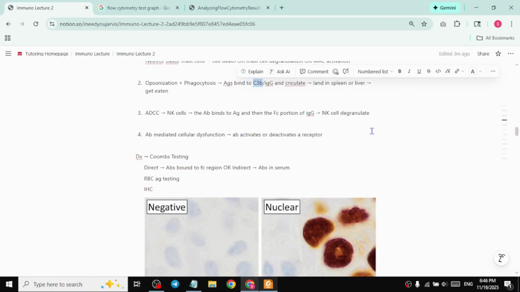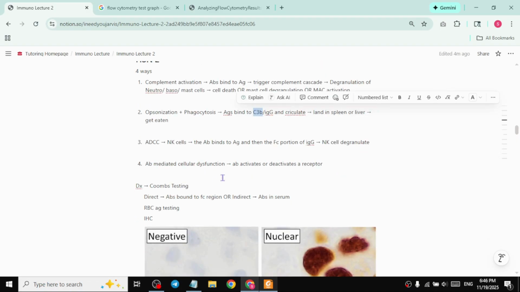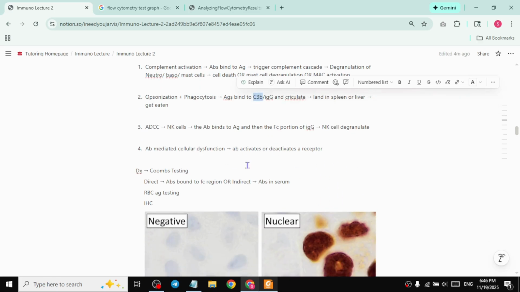Okay. Next comes antibody-mediated cellular dysfunction. This is one of the unique ways. The thing is, the antibody can go and attach to a receptor, right? It can activate a receptor, it can inactivate a receptor. That's the important part, right? So some of these, for example, like Hashimoto's, right? Or even Graves' disease, they're still hypersensitivity type 2 or type 3, right? But in Graves' disease, you're activating the receptor so much that it leads to hyperthyroidism, right? So that is what you're looking for here.